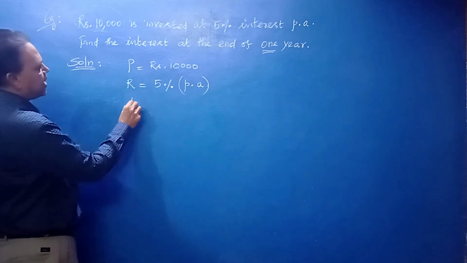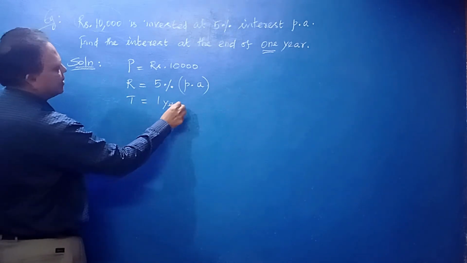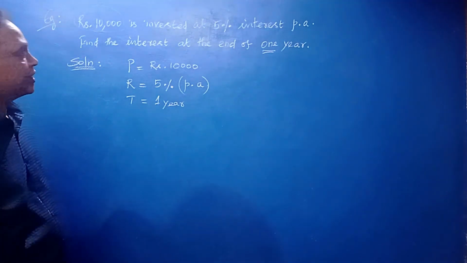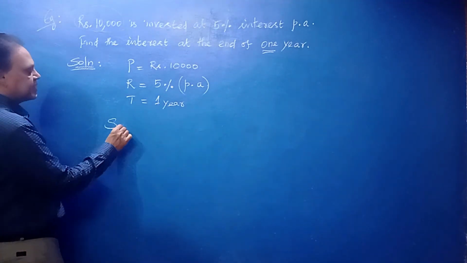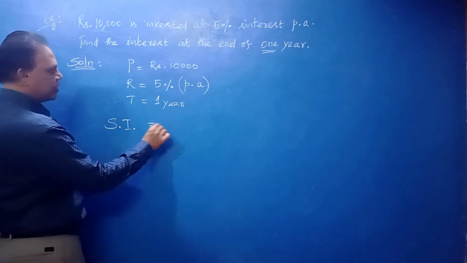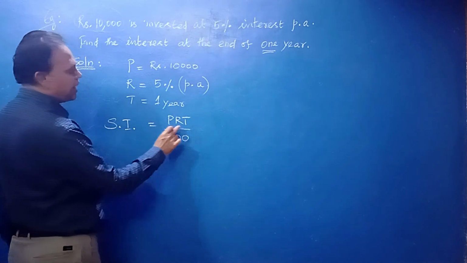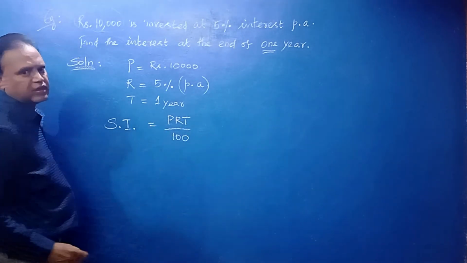Then time is given 1 year. Sometimes they will give 5 years, 3 years, 2 years, like that. Therefore, simple interest SI equals, write the formula first, PRT by 100. PRT by 100 means P into R into T. That is the meaning.